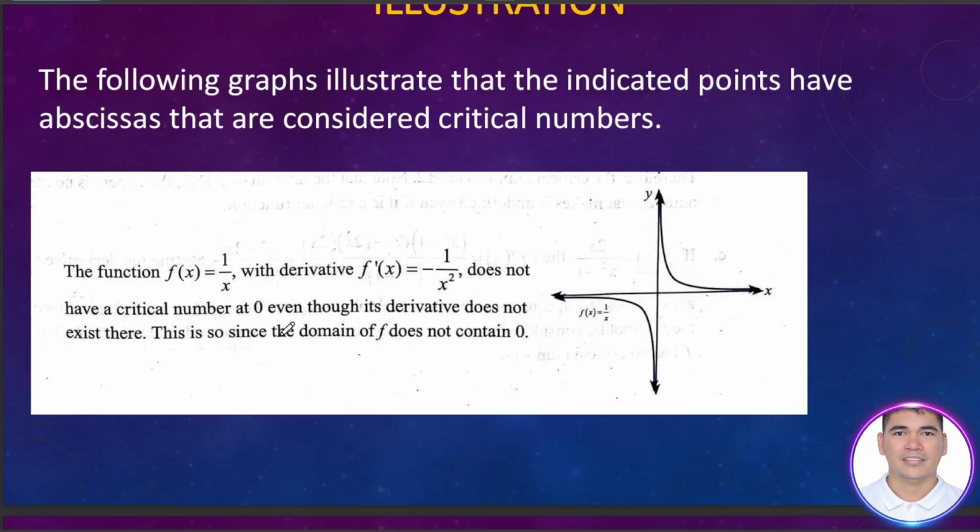So kahit pa nga ang derivative niya does not exist, according to the definition 2.5.2, it must be either 0 or does not exist. Here we have the does not exist, but the problem is that the domain po ng function f of x equal to 1 over x, wala po dun si 0. So, in short, yung critical number na considered sana is not a critical number because 0 is not in the domain of the function compared to the previous graphs.